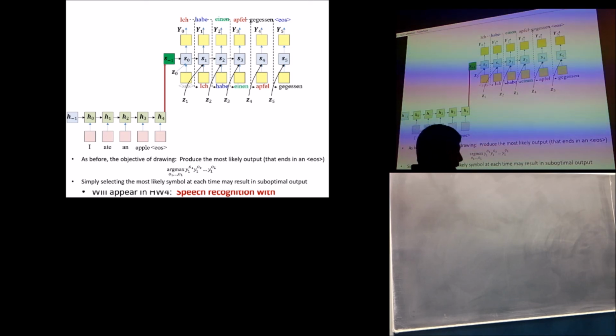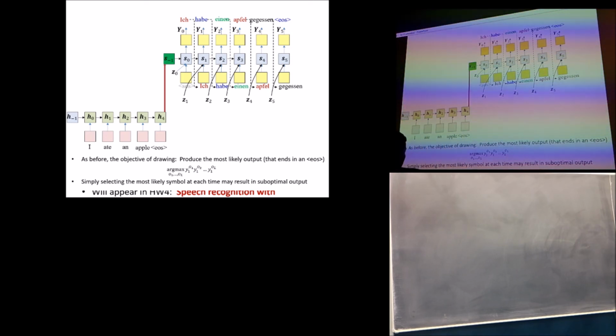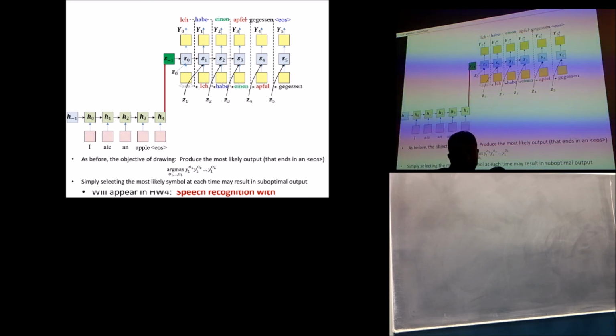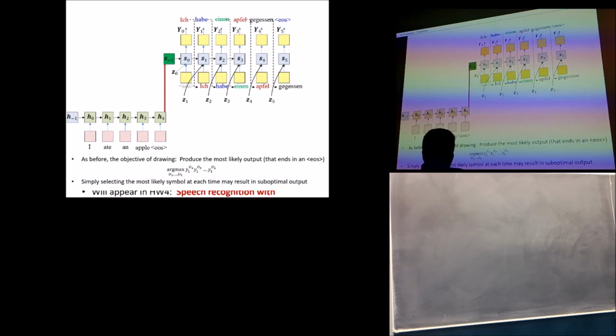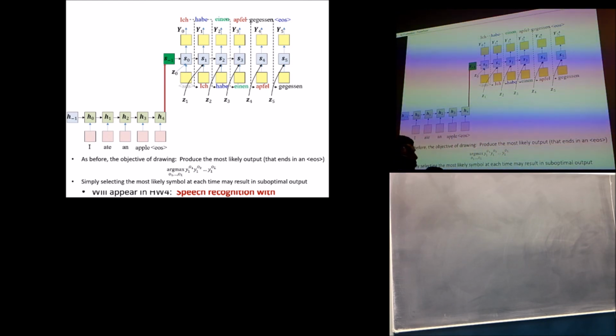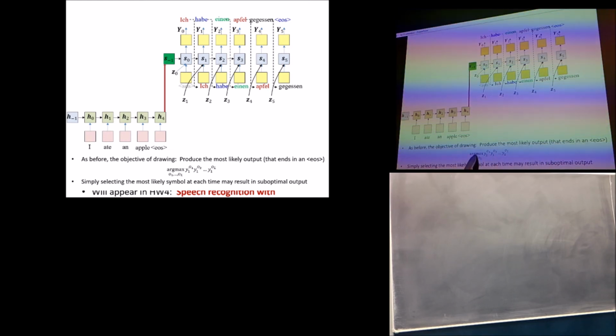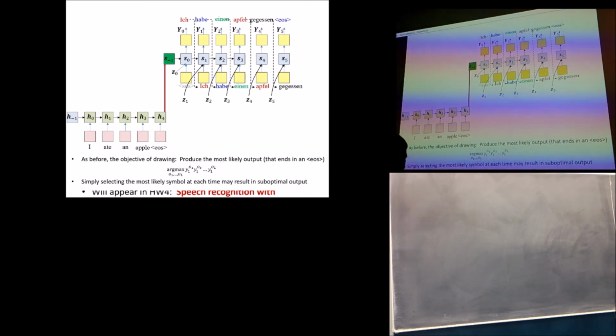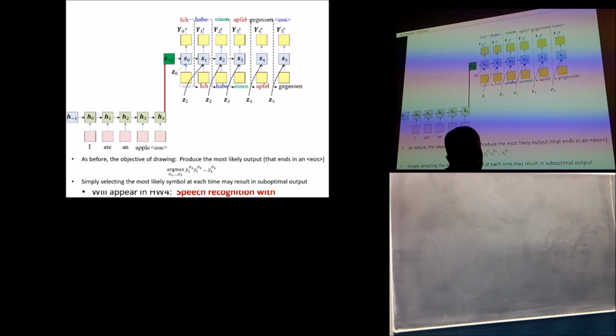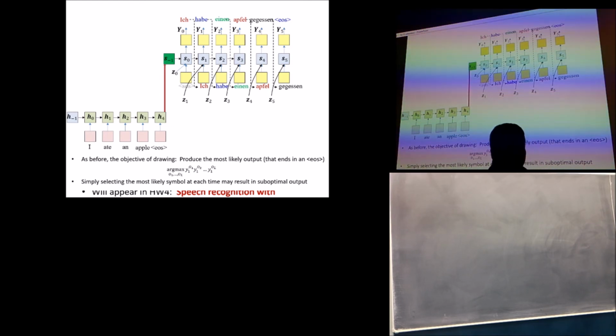So, as before, at each time an output distribution is produced and you're drawing a word from it. The objective of drawing these words is to produce the most likely output sequence that ends in an end of sequence symbol. So you want to find the sequence of words such that the product of the probabilities of the words that you've drawn is maximum.